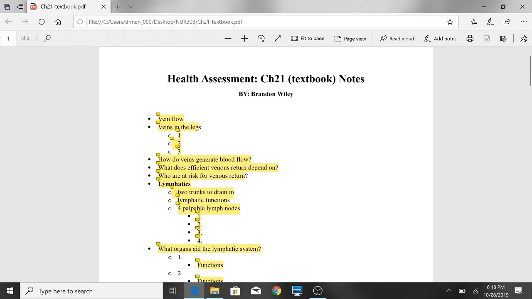So there are four palpable lymph nodes. I actually know it: epitrochlear, axillary, cervical, and inguinal. The cervical basically drains the head and the neck. The axillary drains the upper arm and breast. The epitrochlear drains the lower arm and hand. And inguinal basically drains the lower body.